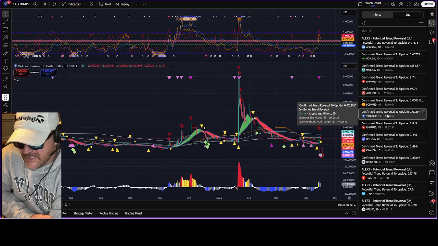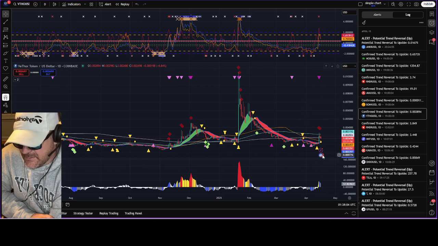For you VeChain fans, there's VeTho. That's one of the tokens in that system. And here's a prime example here. So we had a potential trend reversal, a spike, immediately got a dark red diamond, and now it's coming back down. And if it can hold this level, we're already getting that confirmed trend reversal. So we'll see if we can hold.